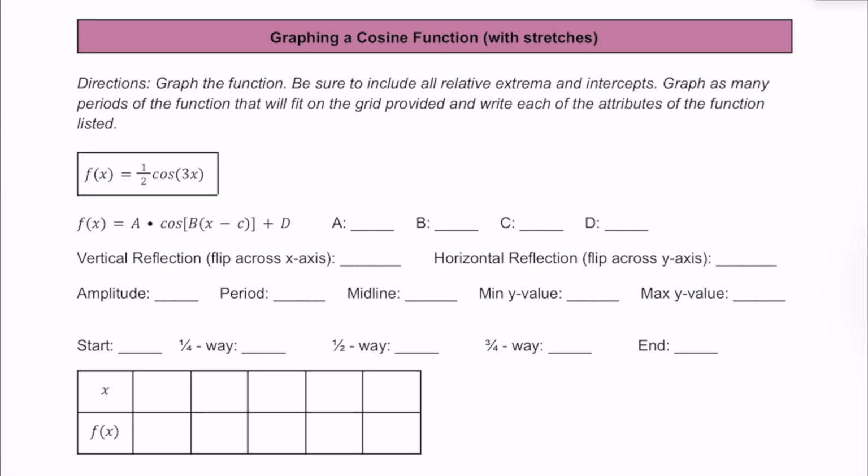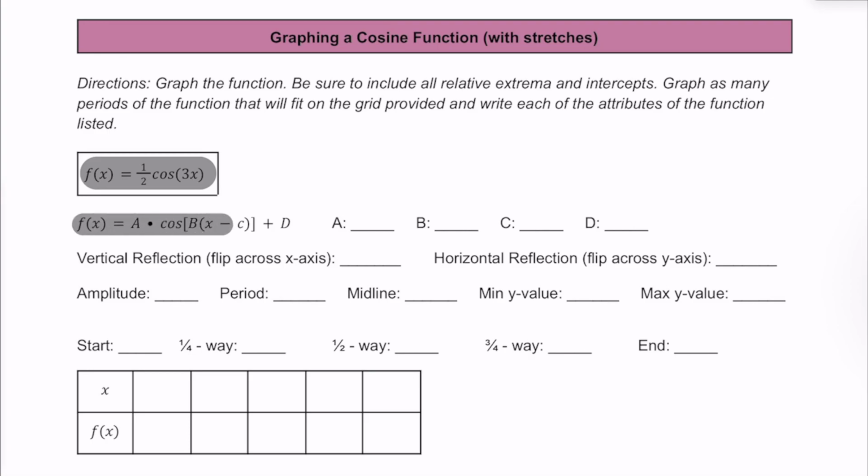In this video, let's talk about graphing a cosine function that has some stretches together. Now, if you're looking for some clarifications or examples of just graphing the parent function or just with some different types of translations instead, feel free to check out some of my other videos where I go over those concepts by themselves. For this example, we have f of x is equal to 1/2 times cosine of 3x.